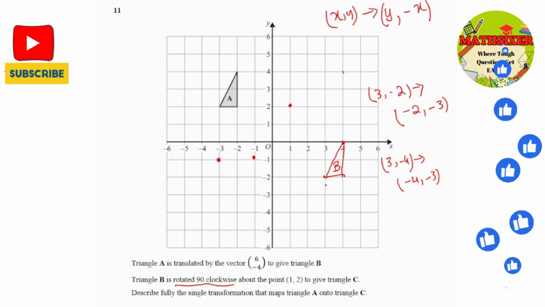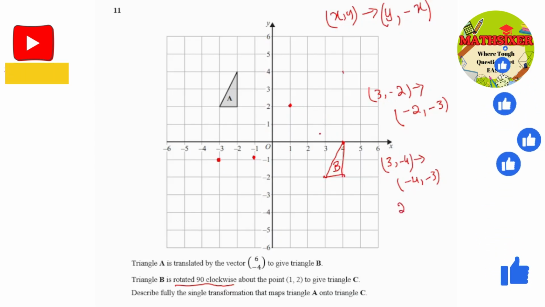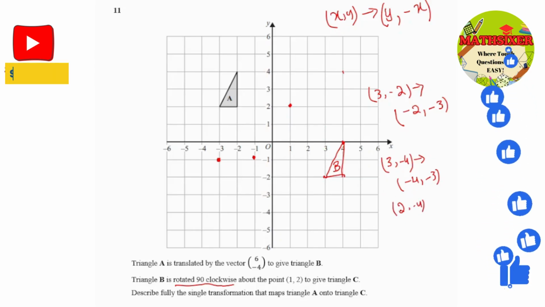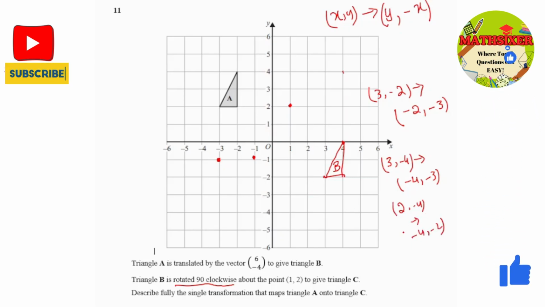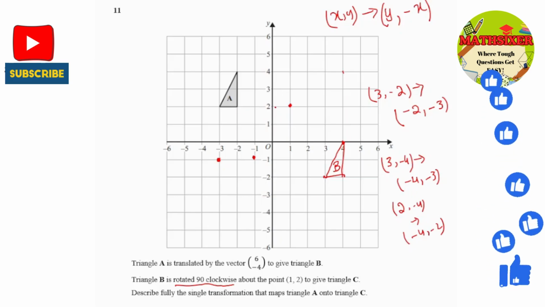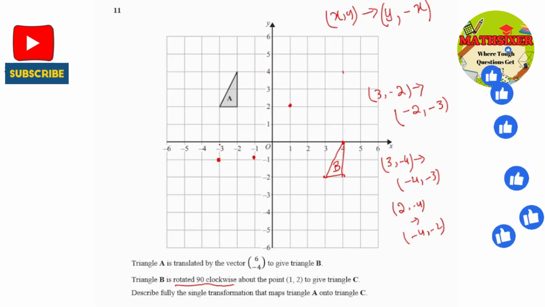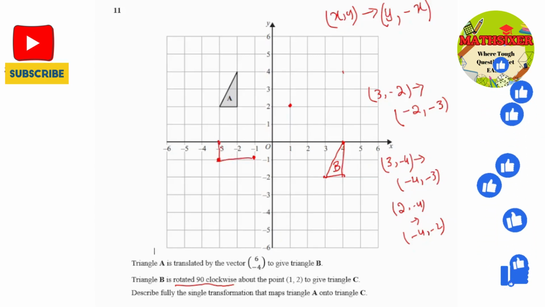Okay, so we're going to try this point now. So we have 1, 2 and 1, 2, 3, 4. 2, minus 4, because this is going down, so that becomes minus 4 and minus 2. So we're going to go towards 4 points to the left, 1, 2, 3, 4 and 1 and 2 points there. So this is our triangle C.